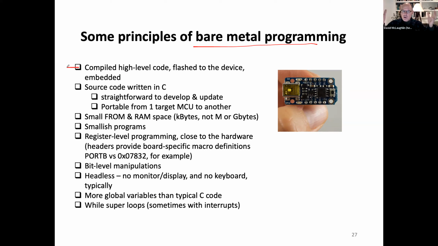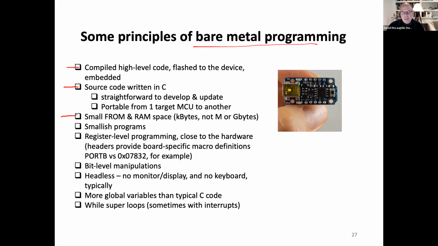Compiled high-level code, we write it in C, we flash it to the device, and it's embedded there. We're starting out in C. And it turns out it's quite straightforward. If you wanted to make this code run on a different chip, you may recall early when we started to compile this, I specified after AVR GCC that we wanted to compile it for the ATmega328P chip. If you want to compile it for a different chip, you would just specify that there. So you could specify that in your makefile. So it's straightforward to port the code from one chip to another one.